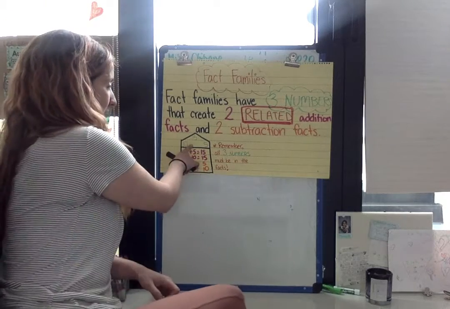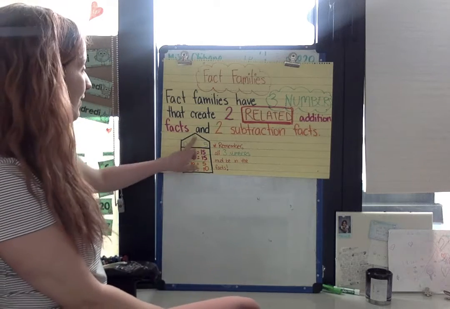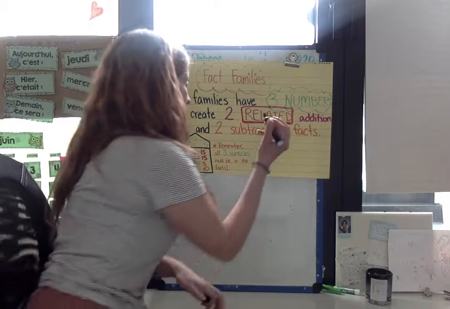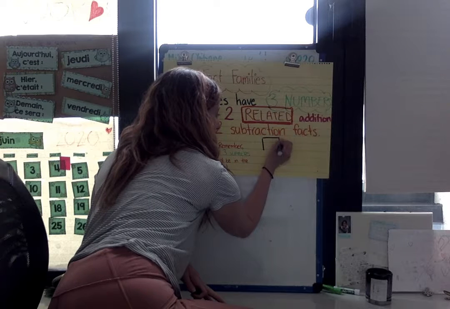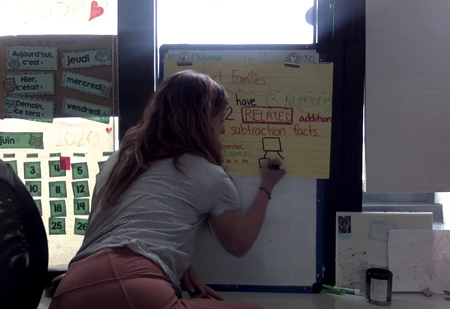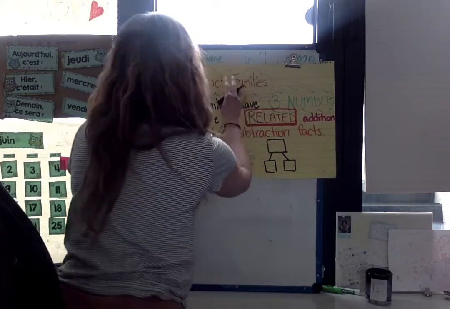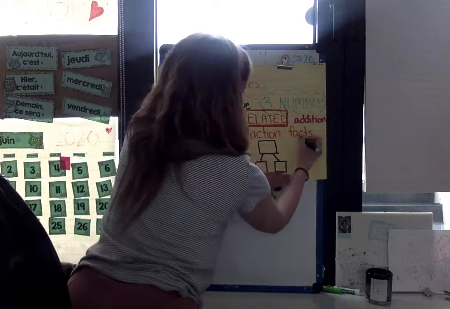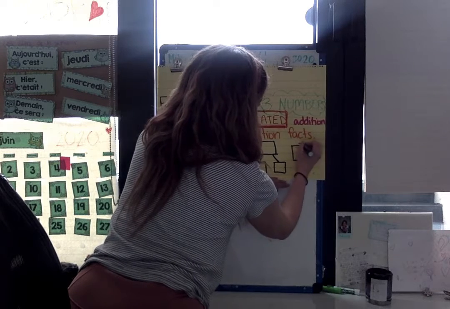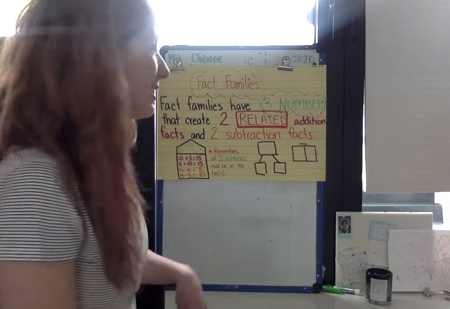So take a look over here at our little house. Our three numbers are 15, 10, and 5. Which number do you think is the whole? And I can use a number bond, or a part whole mat, to help me write that down, right? So let's do my part whole mat. So my three numbers in my fact family are 10, 15, and 5.